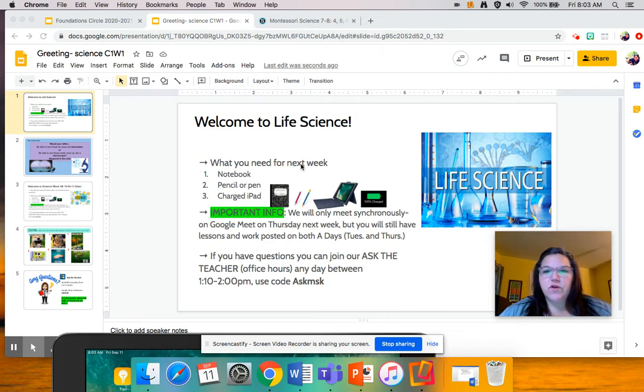What you're going to need for next week, you will need a notebook, preferably a composition notebook, but any notebook will work. A pen or pencil, maybe some highlighters if you have them for when we start writing down some new vocabulary, and then, of course, a charged iPad. Hopefully, you guys are remembering to plug that in at night so it will be charged for the entire next day. Important information, that's why it's highlighted.